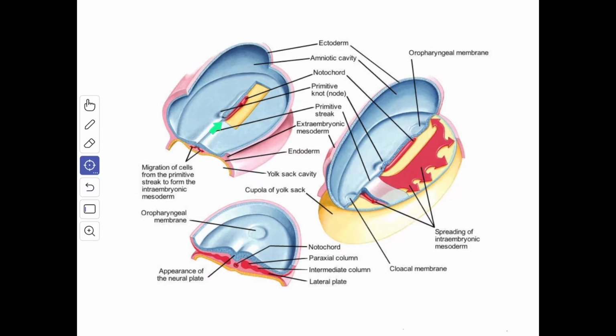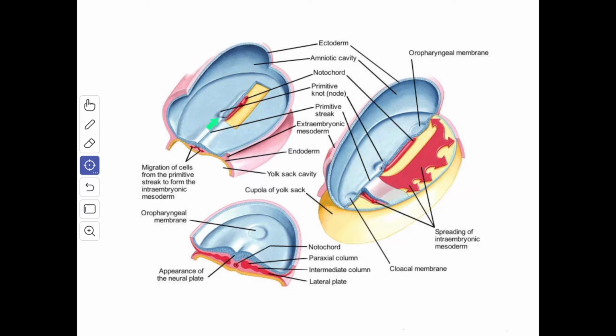At the cephalic end of the streak, the cells proliferate to form a knob-like elevation called the primitive node or Hensen's node, which slightly bulges into the amniotic cavity. So this is the primitive streak, and this is the amniotic cavity. The node bulges into the amniotic cavity. The primitive streak acts as the primary organizer and induces the differentiation of the notochord and intraembryonic or secondary mesoderm.